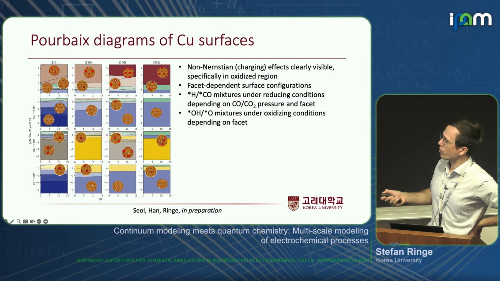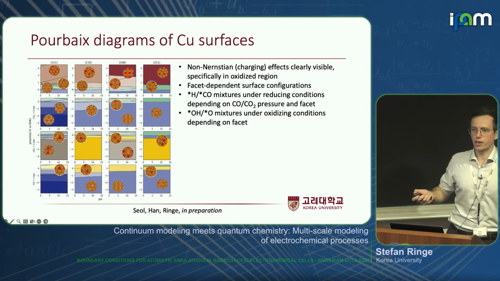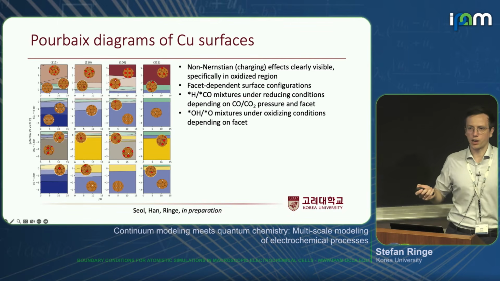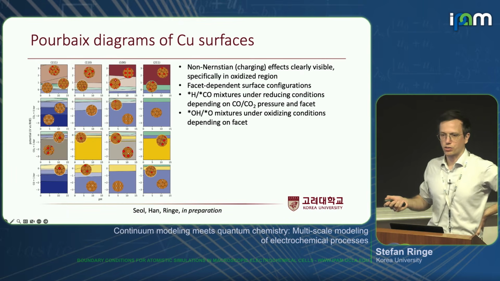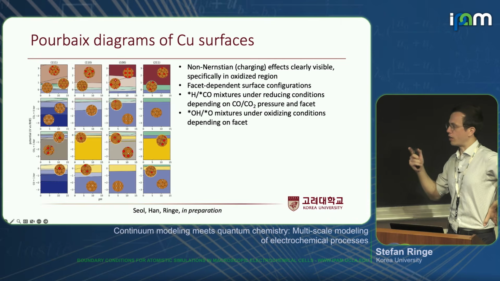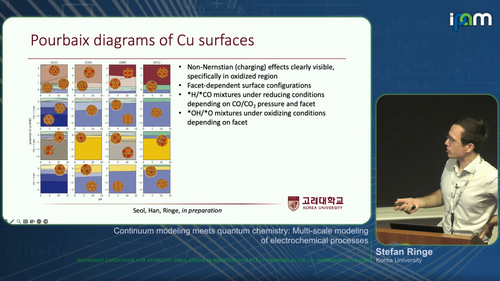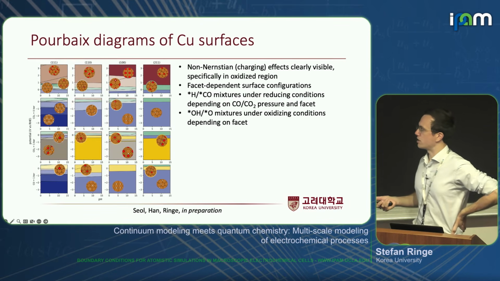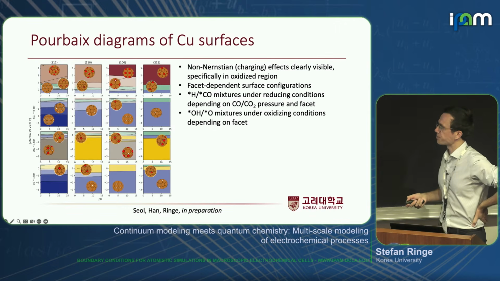And you can see that we have a lot of non-horizontal lines, which indicate electric field effects. So the surface phase transitions are really strongly affected by electric field effects. And that's mostly due to the hydroxyl on the surface, which has a strong dipole response. But when we go to the reducing conditions, we see a bit less electric field effects. So hydrogen and CO are usually on the surface, and they are not that much sensitive. But we do see a lot of differences with the copper facet.